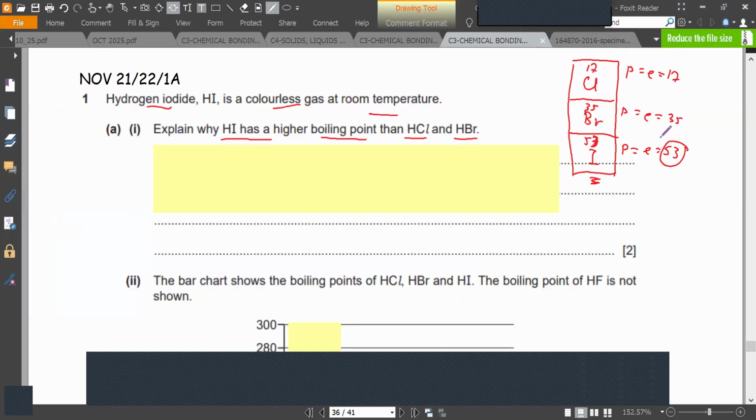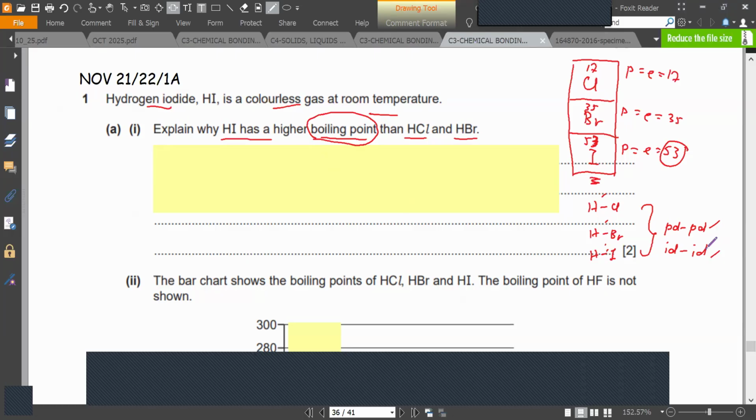So we know that HCl, HBr and HI are all polar bonds, so they can have permanent dipoles. They can also have induced dipoles, instantaneous dipoles. So which one is affecting the boiling point? Is it the permanent dipole or the induced dipole in this case?